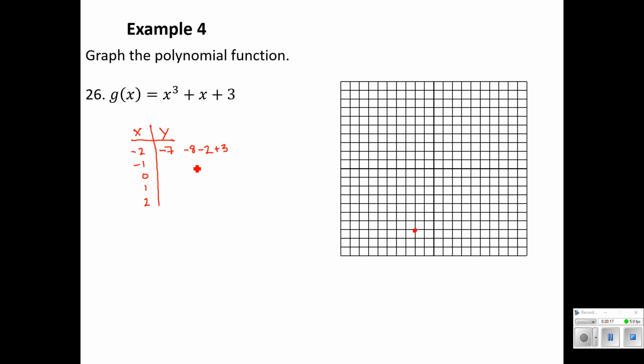All right, for negative 1 as an input, I get negative 1 minus another 1, and then plus 3, that's a plus 1. At 0, I have 0 plus 0 plus 3. At 1, I've got 1 plus 1 plus 3. That's 5. And at 2, I've got 8 plus 2 plus 3, 13.